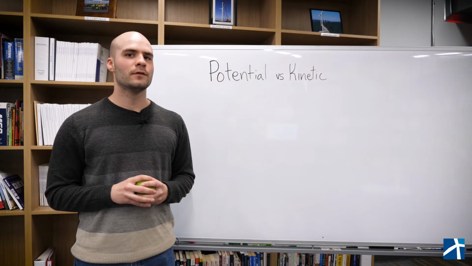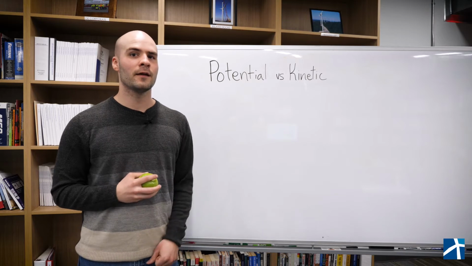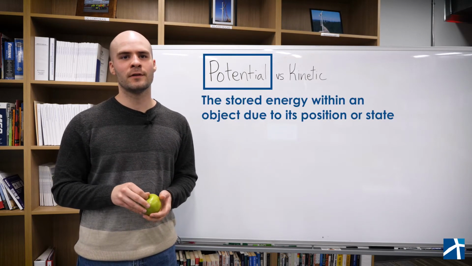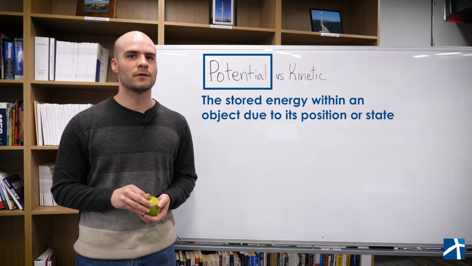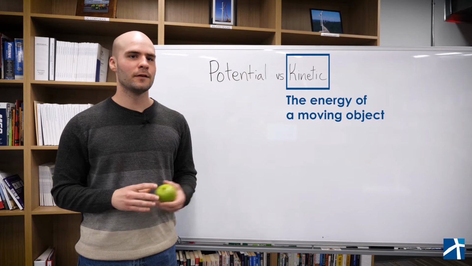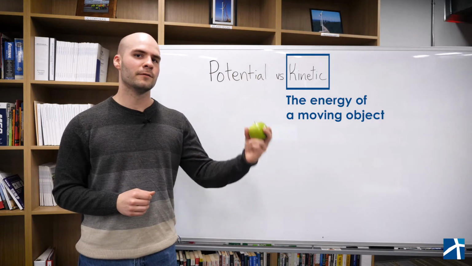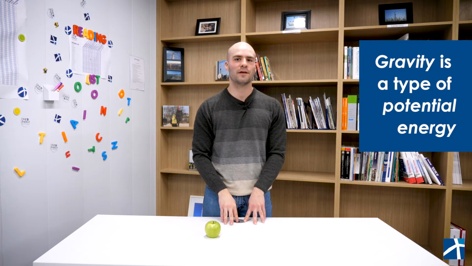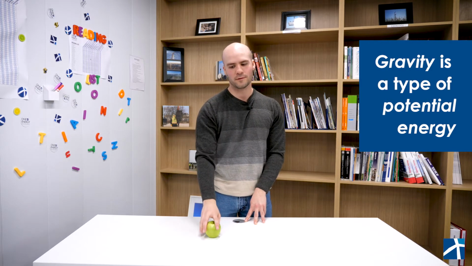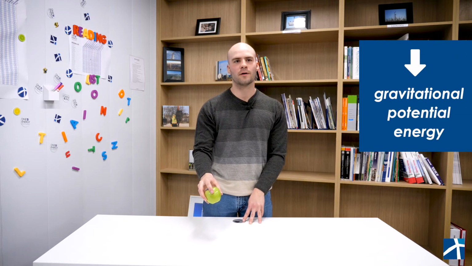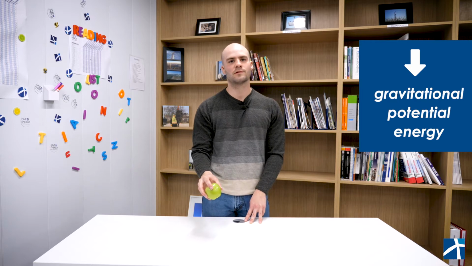All energy can be put into two broader groups, kinetic and potential energy. Potential energy is a stored energy within an object due to its position or state. Kinetic energy is the energy of a moving object. Let's use this apple and some gravity for a quick example of each. Gravity is a type of potential energy. If I hold this apple just a few inches above the table, it only has a short distance to fall. So the potential energy of the apple is pretty small. It has low gravitational potential energy.